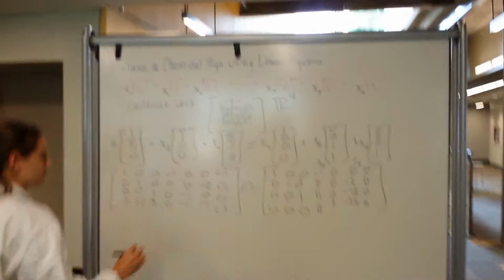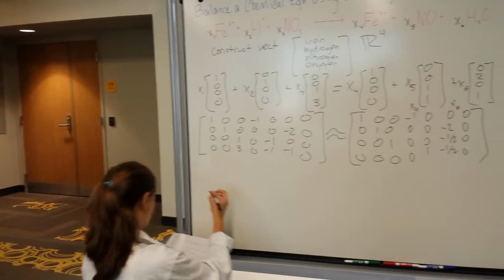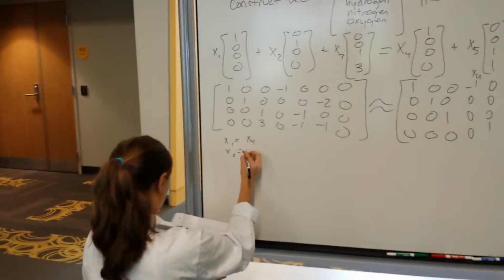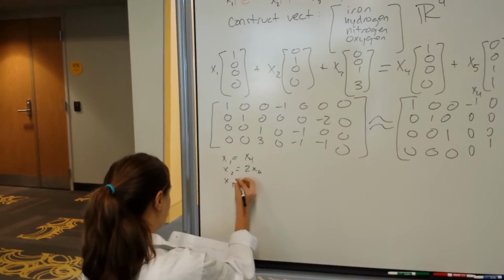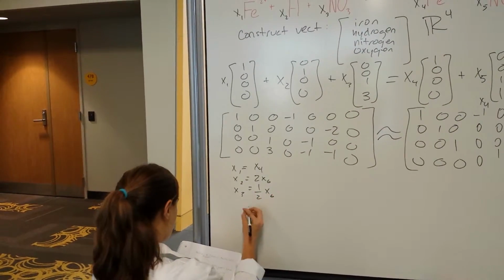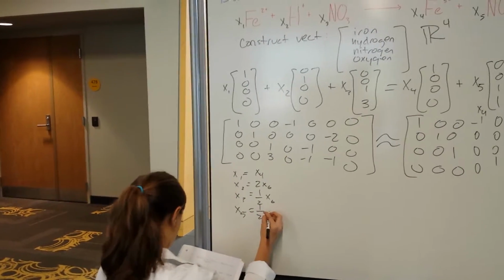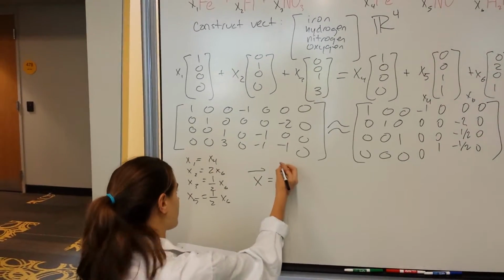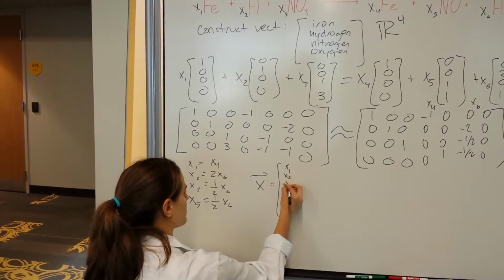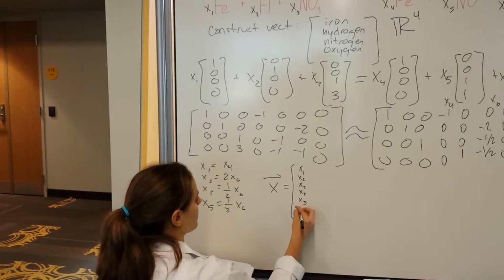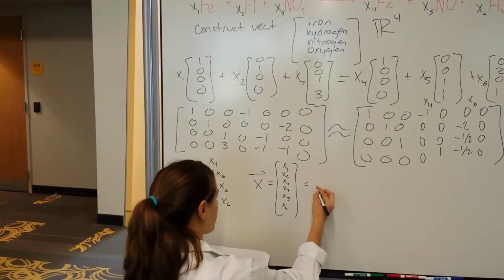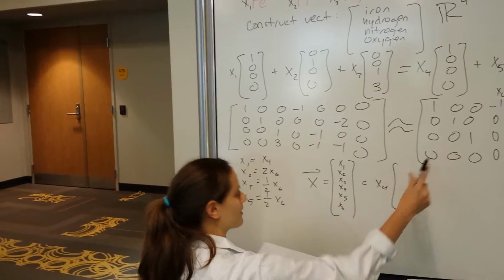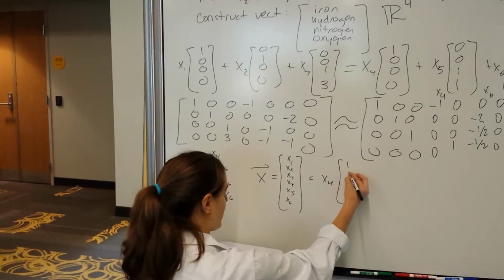So when we put these back into the equation format, you know that x1 equals x4, x2 equals 2x6, x3 equals 1/2 x6, and x5 equals 1/2 x6. So then the x vector looks like this: x1, x2, x3, x4, x5, x6. And with the free variables, you can find the solution, the spanning solution.